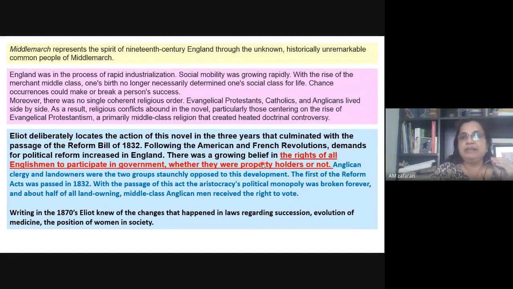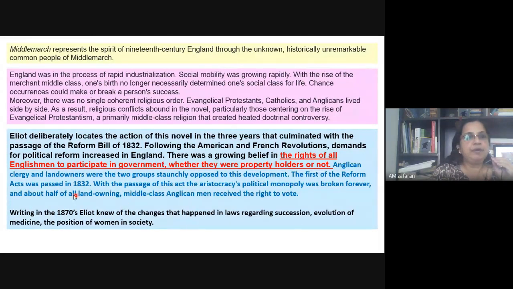Now, there was a growing belief in the rights of all Englishmen to participate in government, whether they were property holders or not. So everyone should be given the right to enfranchisement. That was what the people wanted, to participate in government, everyone, irrespective of whether they were landholders or not. Anglican clergy and landowners were the two groups staunchly opposed to this development. Naturally, the church did not want this to happen, and the landowners did not want everyone to get equal rights or have a voice in how the government functioned.